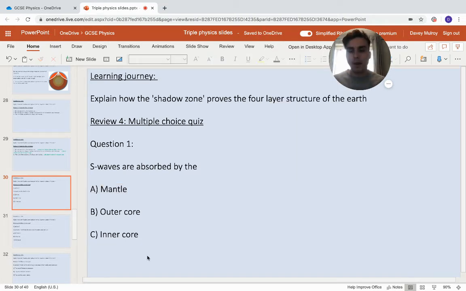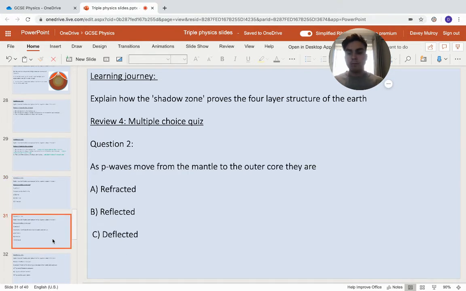Okay, question number 1. S waves are absorbed by the A, mantle, B, outer core, or C, inner core. Question number 2. As P waves move from the mantle to the outer core, they are A, refracted, B, reflected, or C, deflected.